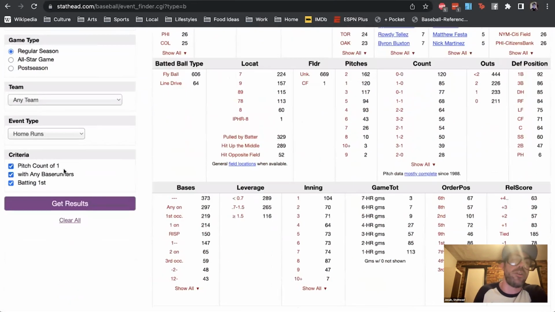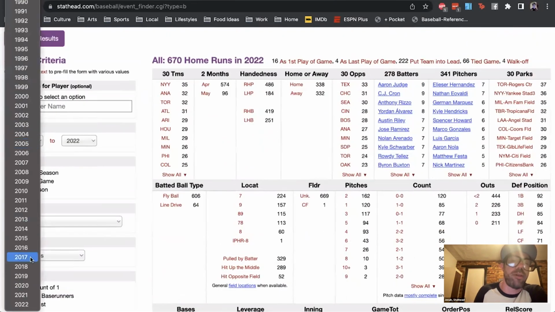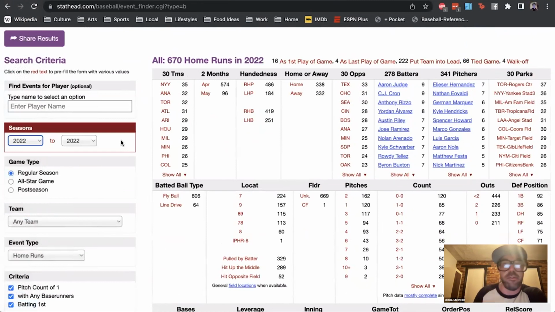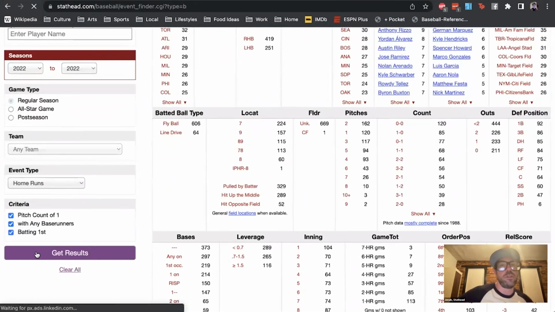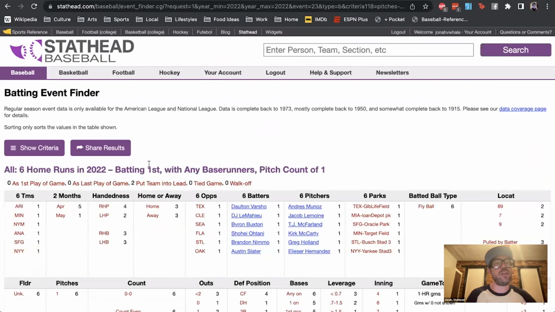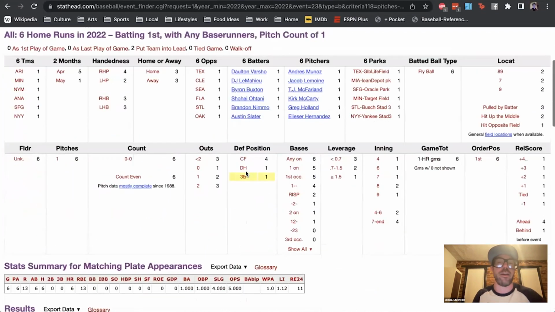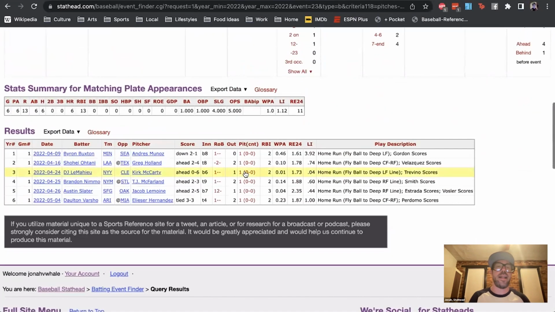So we've got our search. And I'm just going to do 2022 because I don't want to mess with any of it. We want to live in the now. This is about this year. So first pitch, any runners on, leadoff hitter, home runs. Let's run the search. And there we go. We have six matching things. So already we narrowed it down to just six times this year that happened.